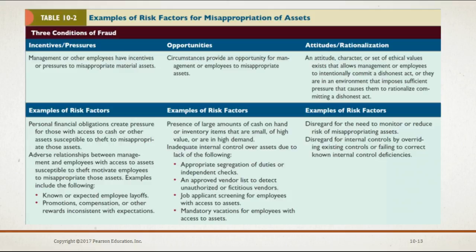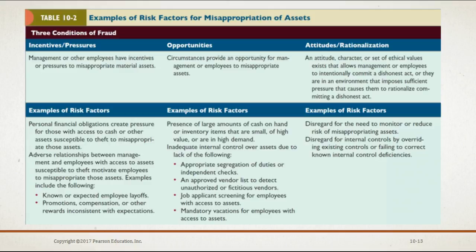Table 10-2 provides examples of risk factors for each of the three conditions of fraud for misappropriation of assets. Financial pressures are a common incentive for employees who commit misappropriation of assets. Employees with excessive financial obligations may steal to meet their needs. Opportunities for theft exist in all companies.